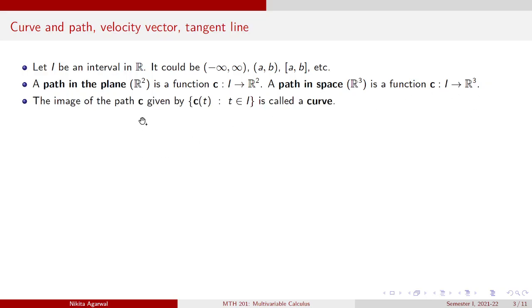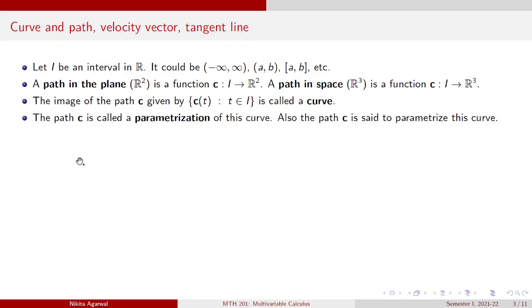The image of the path c is given by the values c(t), or the point c(t), where t varies over the interval I. So that's the image of this path, and it's called a curve. And the path c is called a parametrization of this curve. Also, the path c is said to parameterize this curve. So we have seen examples where a curve can have two parameterizations, right?